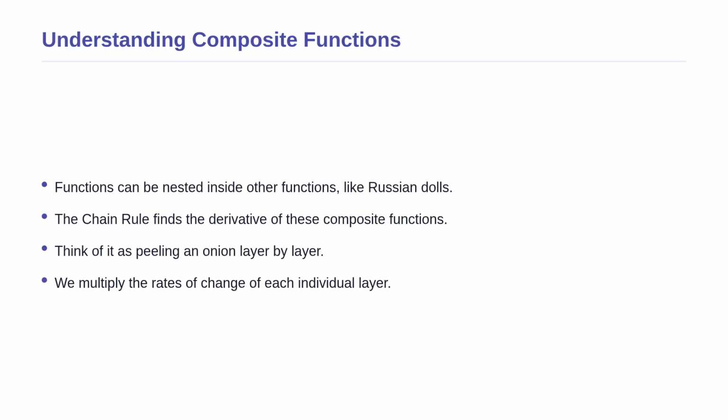To begin, let us think about why we need a special rule for these functions. In mathematics, we often deal with composite functions, which are functions placed entirely inside another function, much like a set of nested Russian dolls. The chain rule is our mathematical tool for finding the derivative or rate of change of these nested functions. You can think of it as peeling an onion. We take the derivative of the outer layer first, leave the inside completely untouched, and then multiply by the derivative of the next inner layer.